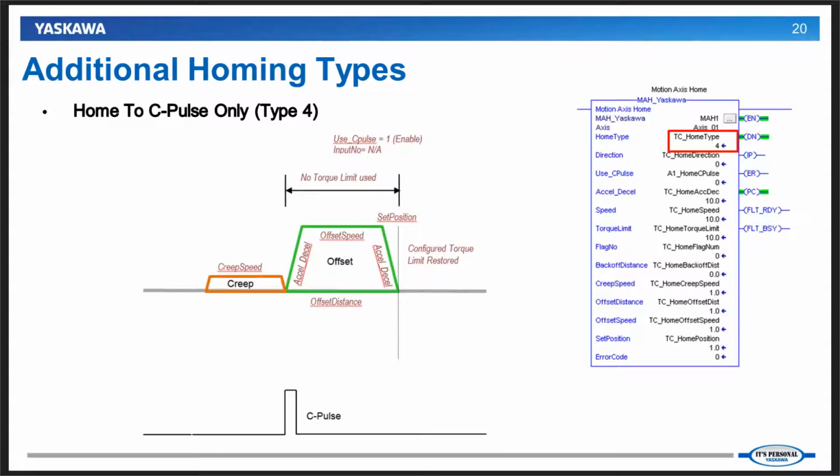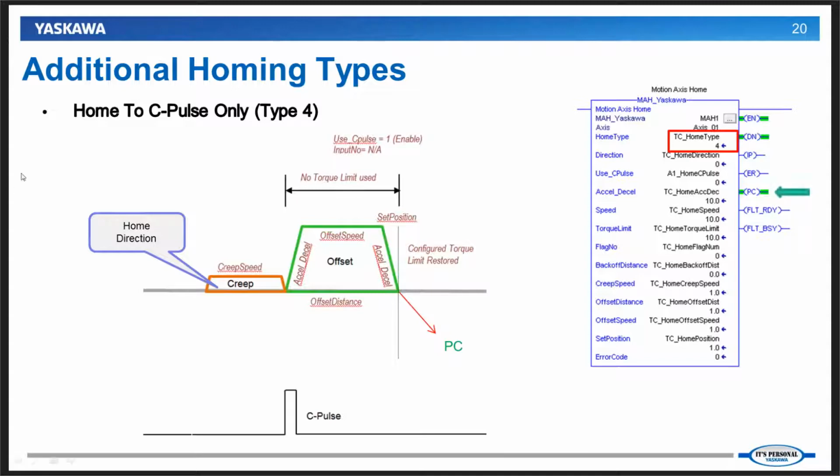Here's a sequence diagram for this homing type. When you execute MAH AOI with home type set to 4, the axis will start to creep with the creep speed that you enter here towards this index pulse. Once the index pulse has been reached, it will make an offset move in the same direction. And once the homing is done, you will see a process complete status come on.